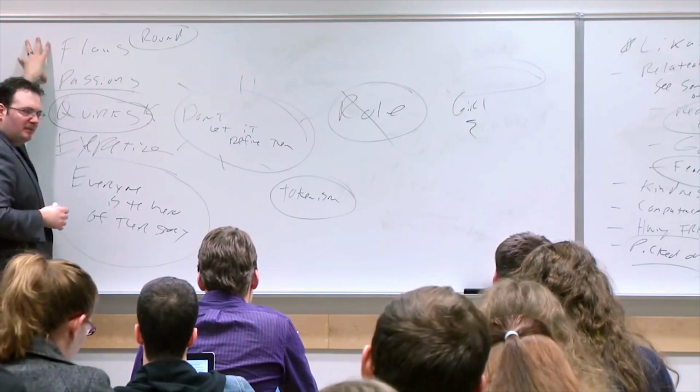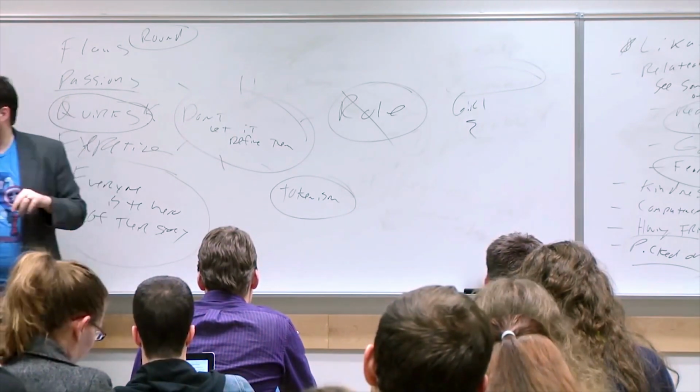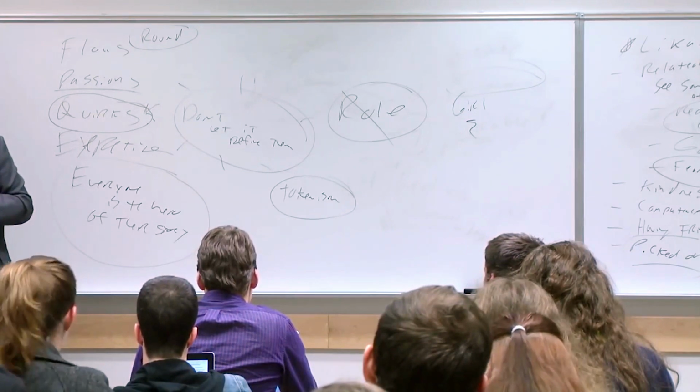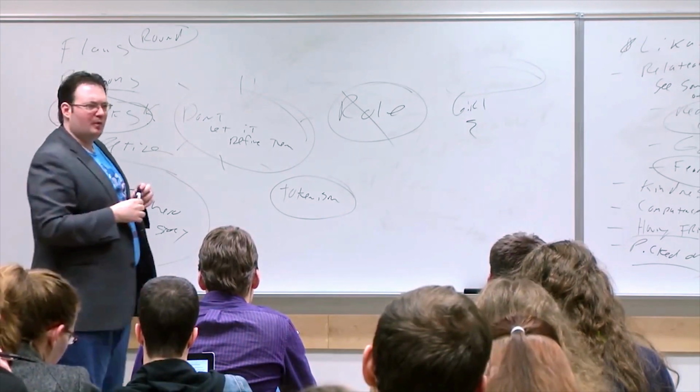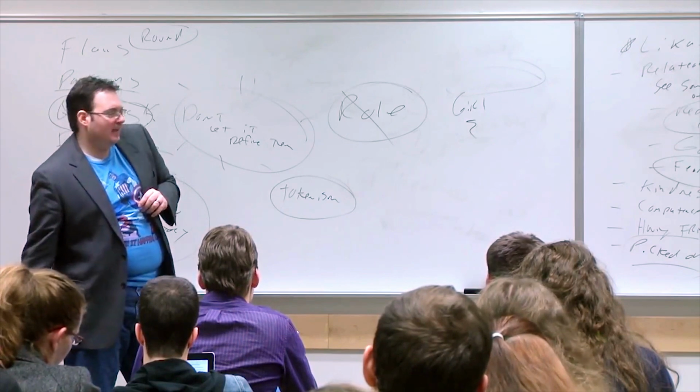Now, flaws. Flaws are the last kind of thing on this. What time do we have? We have time? 6:15. Okay, it's 6:25, man. Yeah, okay, we got 10 minutes for flaws. Good.